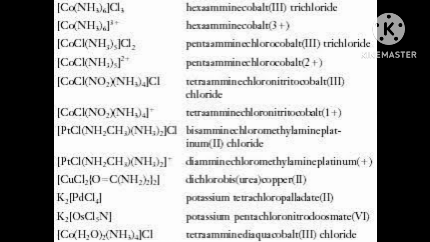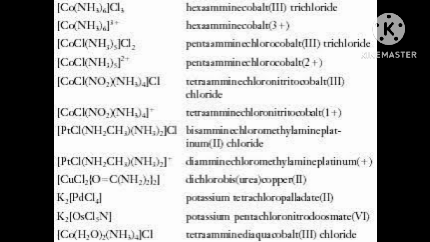Now I am telling some rules which are applied while writing the formulas. This will apply for mononuclear coordination entities, means having single central metal atom. First rule, the central atom is listed first. Okay, this is very easy. In this case, all methods you might be knowing, just I am telling you. First is that central atom is listed first.